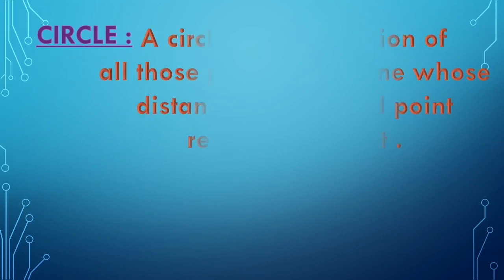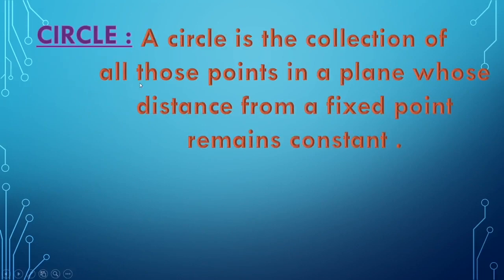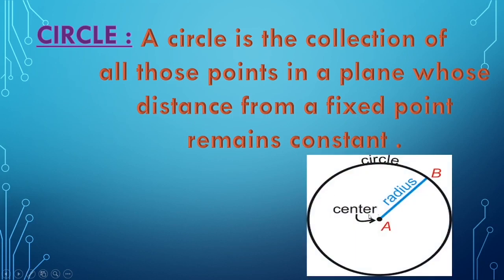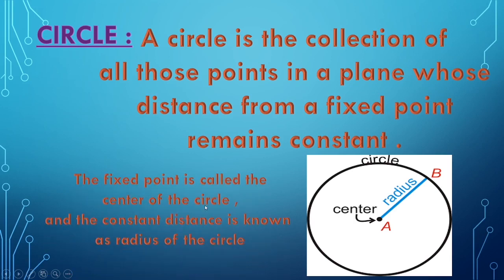Definition of a circle. A circle is a collection of all those points in a plane whose distance from a fixed point remains constant. Here, if we take a fixed point A and join all the points which are at a constant distance, meaning the same distance from A, a circle is formed, and the fixed point is called the center of the circle. This fixed point A is called the center, and the constant distance is known as the radius of the circle. The distance from A to any point on the circle is called the radius. So here AB is the radius of the circle.